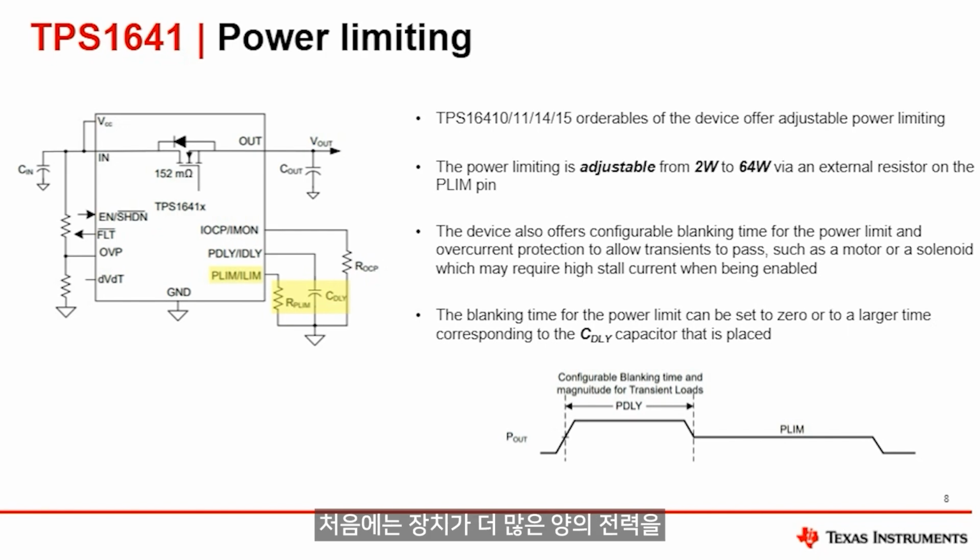Initially, the device will allow a higher amount of power to be transferred to the load. After the blanking time has expired, it will start to limit back to where the value is set. The device offers short circuit protection, so if it goes above 2x the power limit, then our device will immediately shut off.